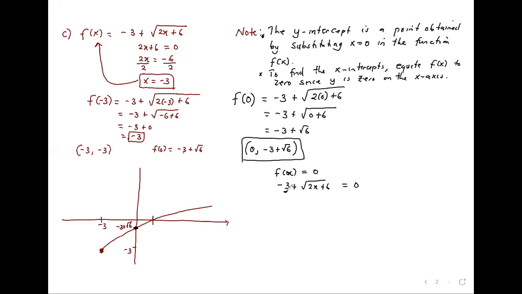Take this number the other side, so you have root of (2x plus 6) is equal to 3. Then square, so you have 2x plus 6 is equal to 9. Take this the other side, so 2x is equal to 9 minus 6. So 2x is equal to 3. Divide by 2, divide by 2. x is 3 over 2. So this point is 3 over 2. This one here. And the graph is complete.